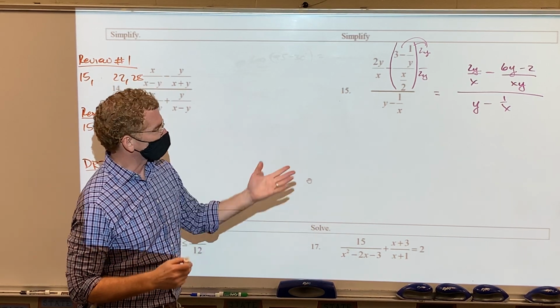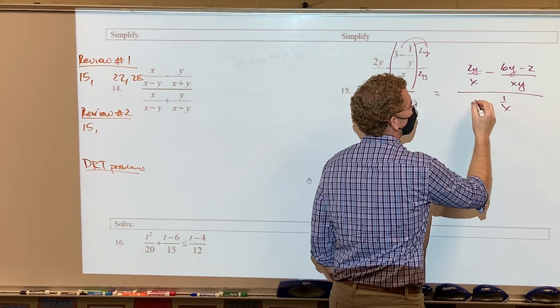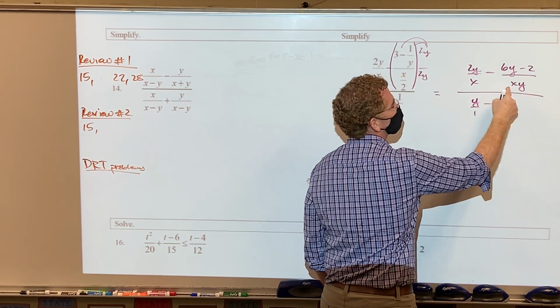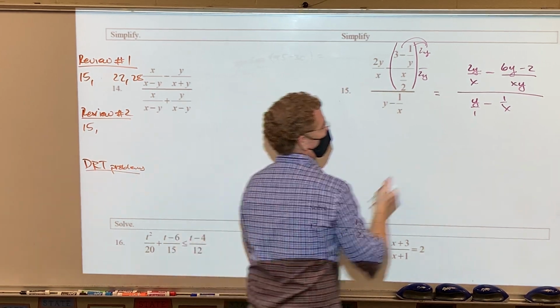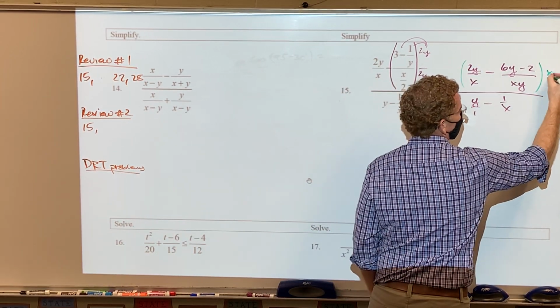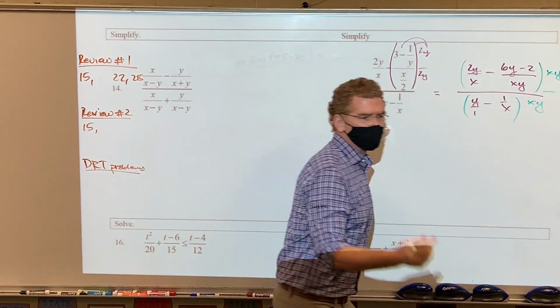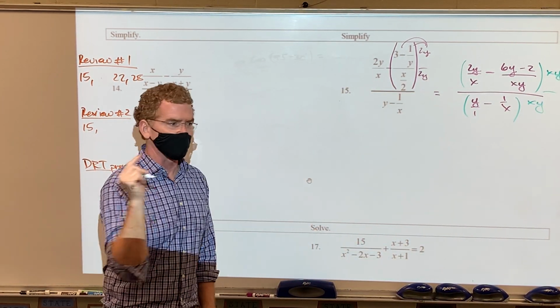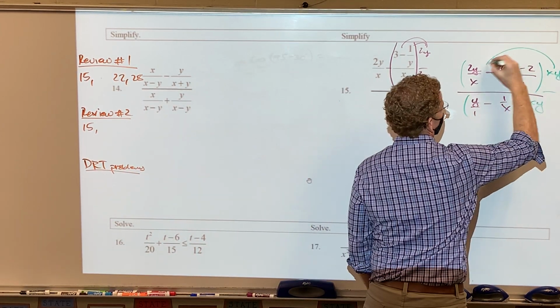Now, if I gave you that, what do you see as the common denominator? Yeah, because I've got an x, an xy, an x, and a 1. So xy. So I'm going to come over here and do the same process again. Multiply the top and the bottom by xy. And again, why can I do that? Because I'm multiplying by 1. So I'm changing the look, but not the value.